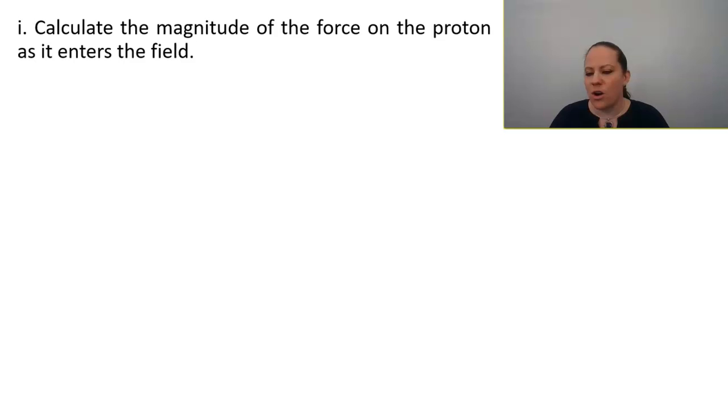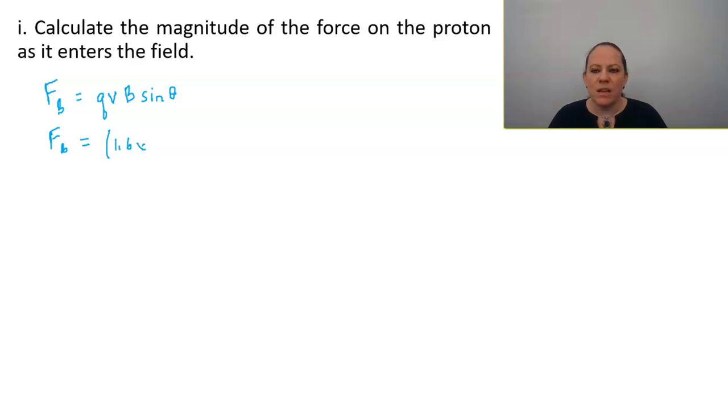So we're going to need to recall the equation for the magnetic force on a moving charge. And that is going to be q v B sine theta, where theta is the angle between the velocity and the magnetic field, which in this case is 90 degrees, because our velocity was coming in perpendicular to the field. So we can just go ahead and substitute.